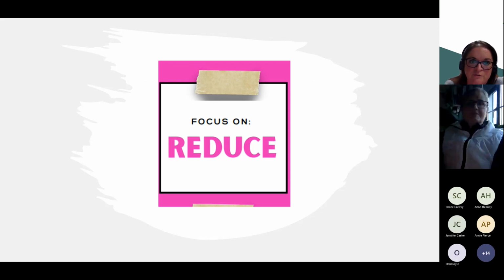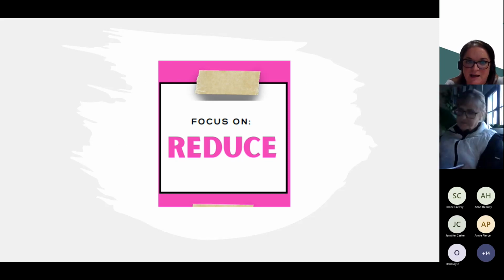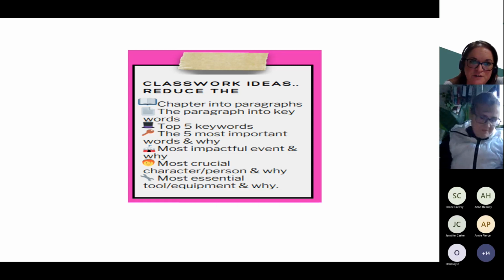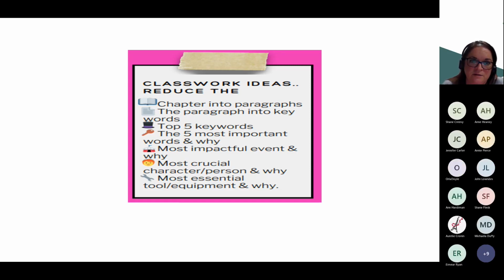The focus here is on reducing content within the class or within homework. So this is just one little task that a lot of our teachers tried. So for some classwork ideas, reduce the chapter into paragraphs, pick out, we all know keywords, but the top 5 most important words and why, the most impactful event and why, as opposed to say, the most important event, just tweaking the language a little bit makes that a very higher order question. The most crucial character or person and why, the most essential tool or equipment and why.